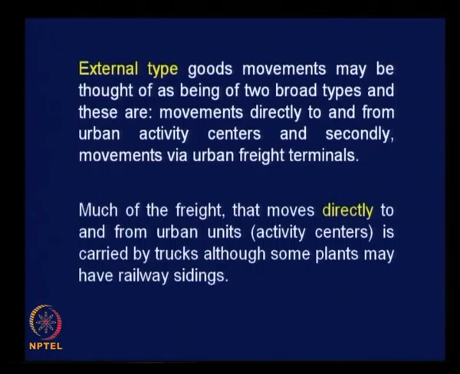Of course, much of the freight that moves directly to and from urban units or activity centers is carried by trucks. Huge trucks will be carrying, because the movement is direct to the factory or manufacturing plant, although some plants may have railway sidings also. When they receive inputs directly from sources, raw materials of large quantities like for a thermal power station, they may have railway sidings so that trainloads of inputs can be dispatched to the economic activity center easily.